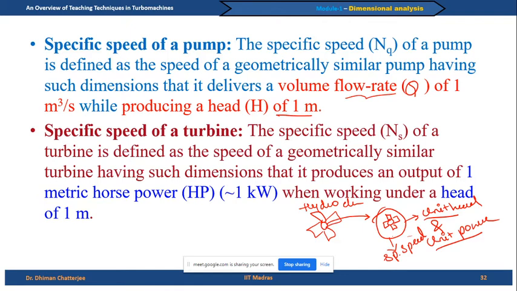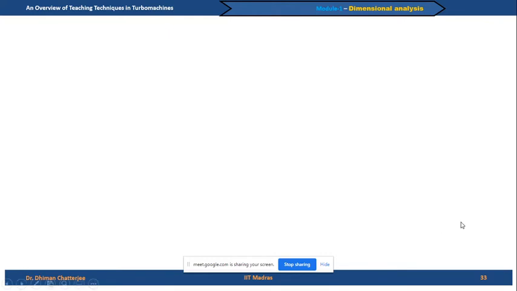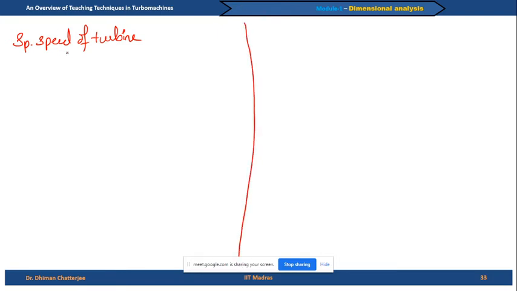So how do we get these formulas? First let's start with the specific speed of turbine. It is a good idea if you can derive it with me. We will start with common formulas such as u equal to pi D N by 60. I think you have used this formula in your basics of kinematics of machines, or somewhere else.